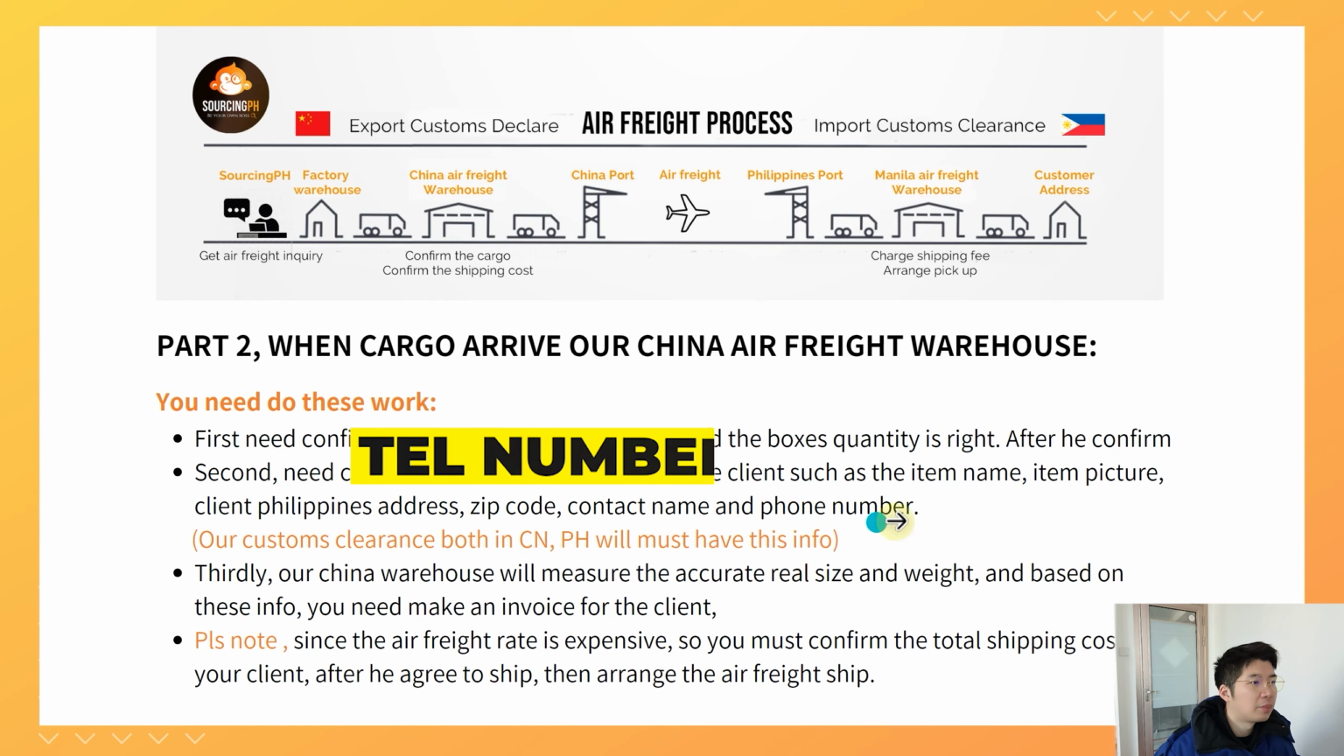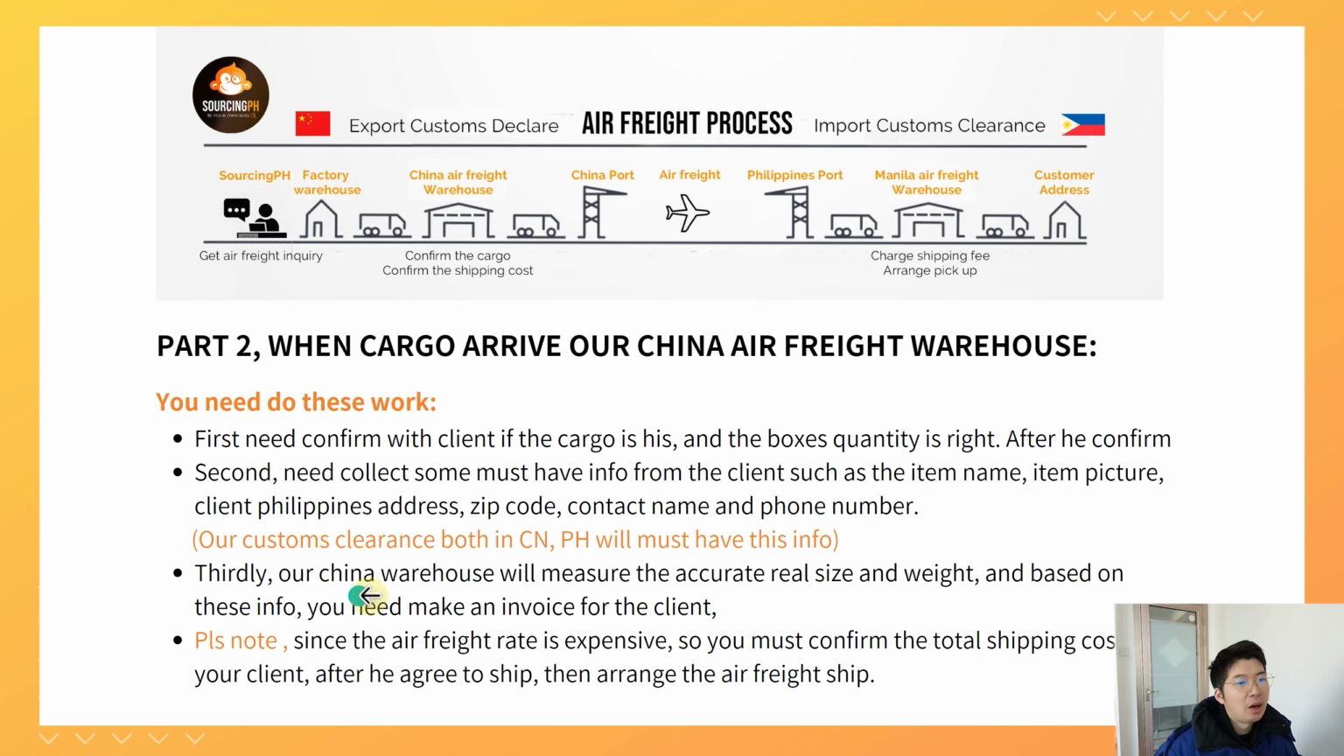Please note the phone number is also needed. I missed the phone number in yesterday's case. Please note this. Our customs clearance, both in China and the Philippines, must have this info.